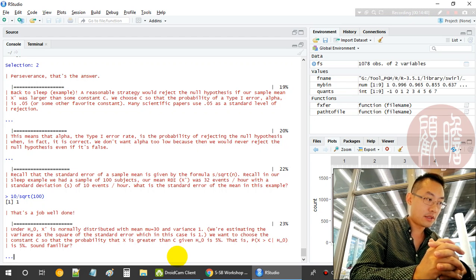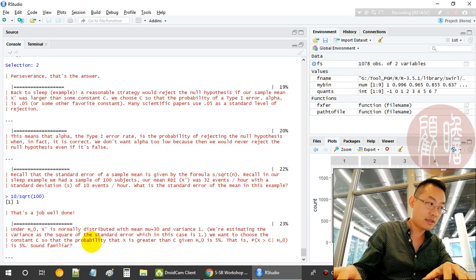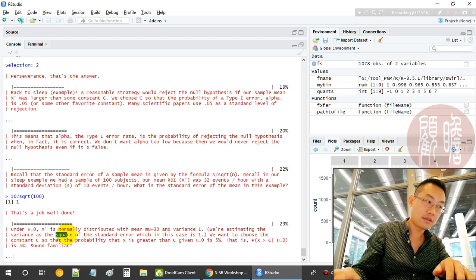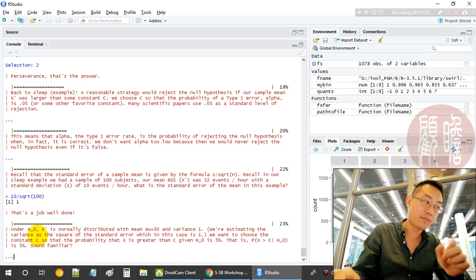Under hypothesis 0, X is normally distributed with mean m equal to 30 and variance equal to 1. We are estimating the variance as the square of the standard error, which in this case is 1. Actually, it should be the standard deviation that is 1, but 1 squared is still 1, so the variance is still 1.